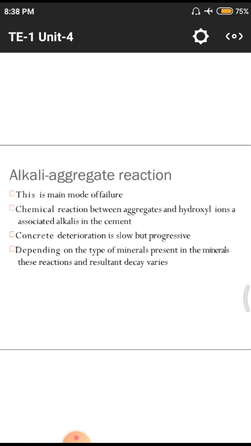When we use different quantities of aggregates with impurities, due to those impurities these chemical reactions will differ. Due to that differentiation in the chemical reactions, different hydroxyl ions are formed, associated with the alkalis present in the cement. That also leads to the erupting taking place.